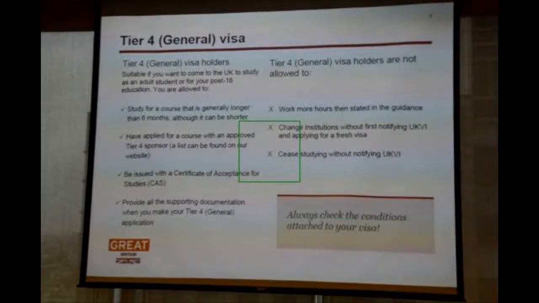So the Tier 4 General Visa, as I said, is suitable if you want to come to the UK to study as an adult student or for your post-16 education. You can study on a course that is generally longer than 6 months, although it can be shorter. When we say it can be shorter, we're referring to pre-sessional students, who might go to the UK to do a pre-sessional course for 2 or 3 months, and then remain in the UK to extend their visa without having to come back.